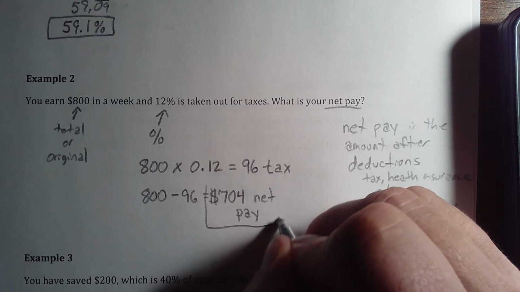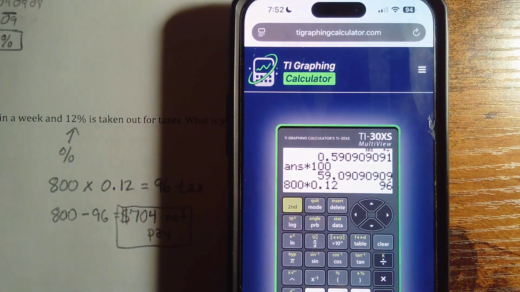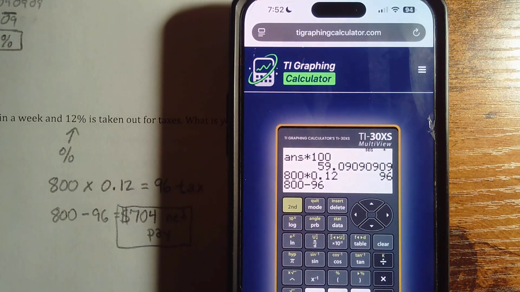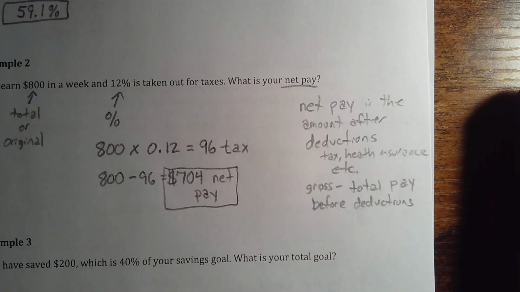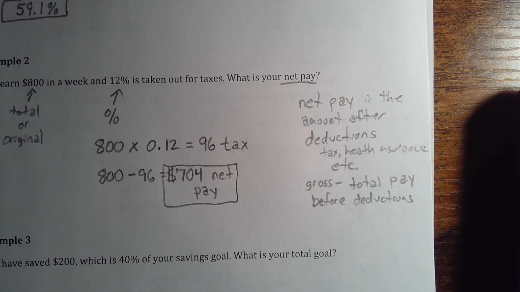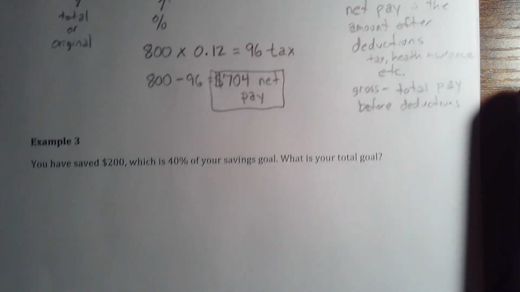Kind of a bummer. Let's double check that. So I'm going to do 800 minus 96, 704. Okay, that looks right. Always good to double check. I did that one in my head. I did it right. Sometimes I do it wrong. And so always double checking with the calculator is not a bad thing.